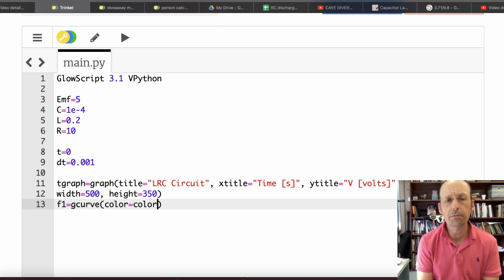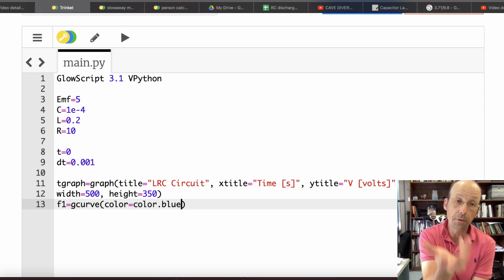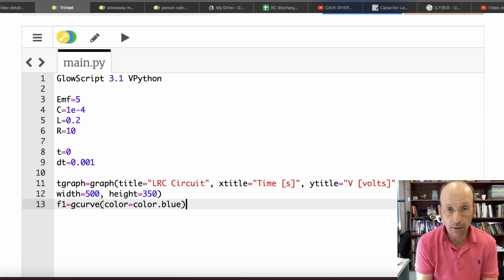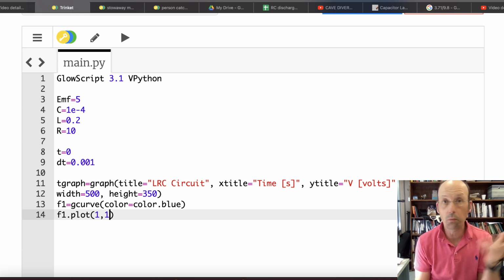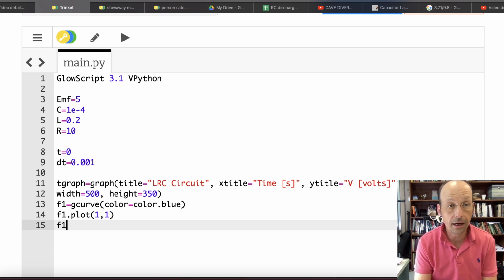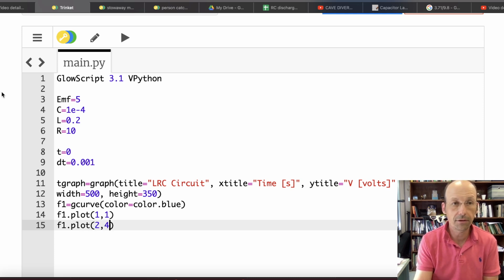So this is what makes GlowScript VPython so awesome, is that we have these things built into graphs. I can make a graph with just that stuff right there. And just to show you how that would work, if I say f1.plot 1, 1, it will plot the data point 1, 1. It doesn't care what the values are. And then I can plot another point, f1.plot 2, 3, 2, 4. Now let's just save this and run it.